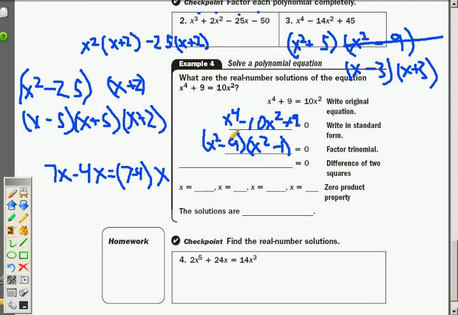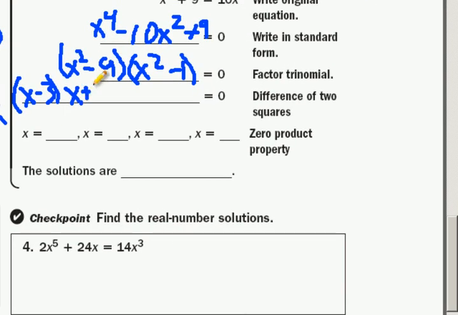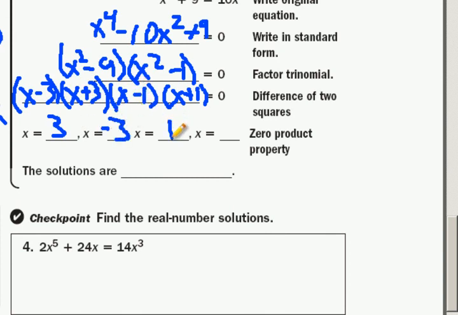Now, I have a difference of squares. X minus 3, x plus 3. Difference of squares. X minus 1, x plus 1. And what do we have for an answer? Well, this one is going to be 3. This one, negative 3. This one right here, 1. This one right here, negative 1. I end up having all of those as my zeros.